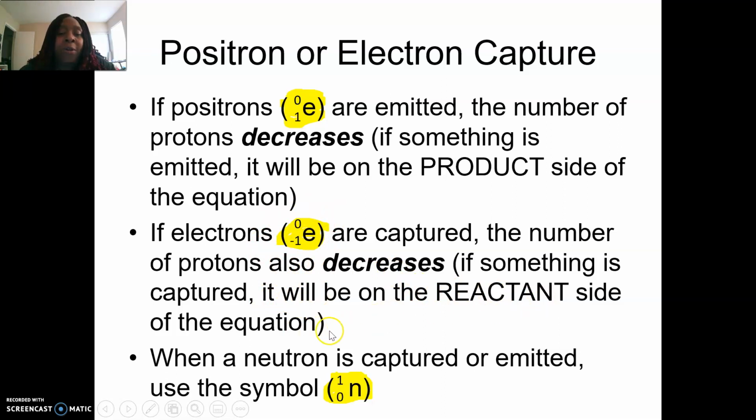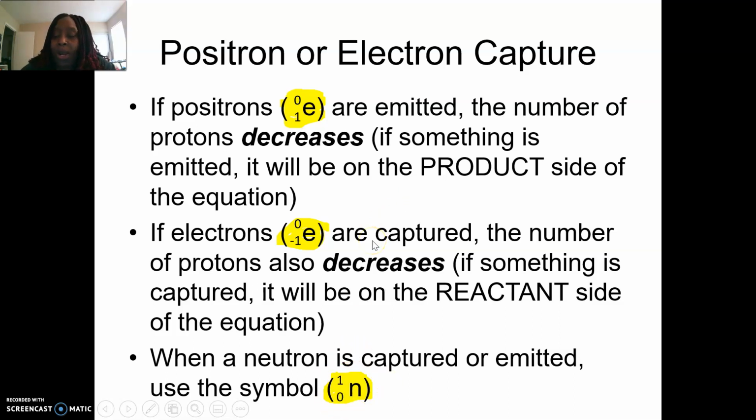of the equation. And then in terms of a neutron, we'll go through some of these problems so it'll make a little bit more sense later on. But if it is captured, that means that it's going to be on the reactant side. If it's emitted, that means it's going to be on the product side. And then we're going to use this symbol here, which is the lowercase n. The superscript is going to be 1, because remember, the neutron will contribute to the mass, but the subscript is going to be 0 because the neutron does not contribute to charge.